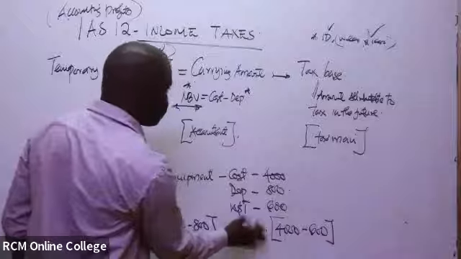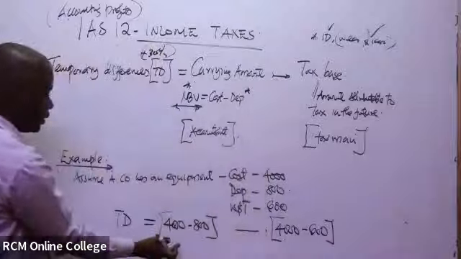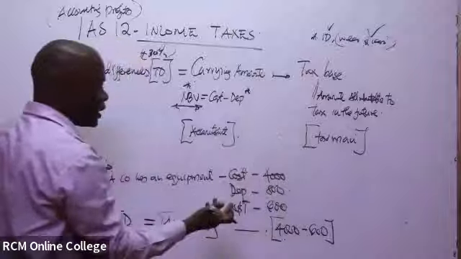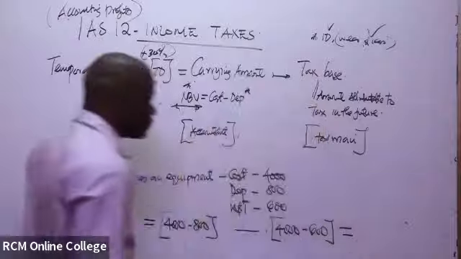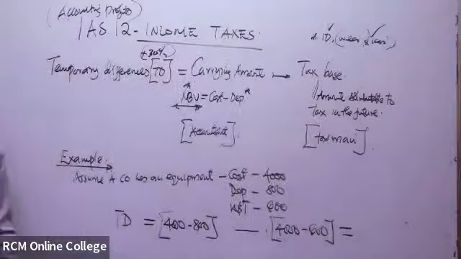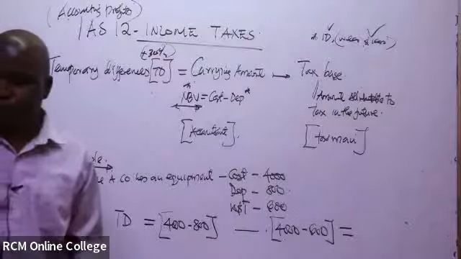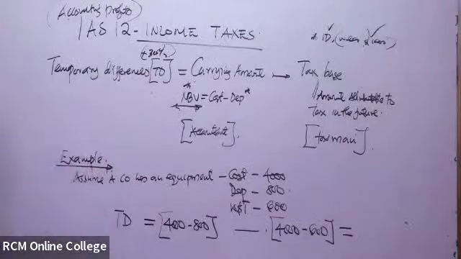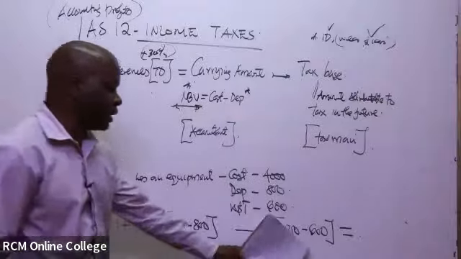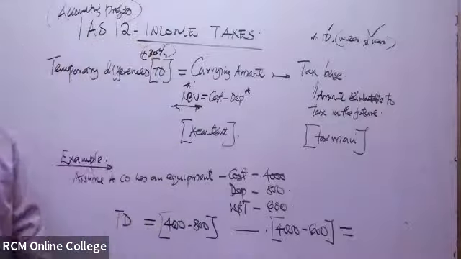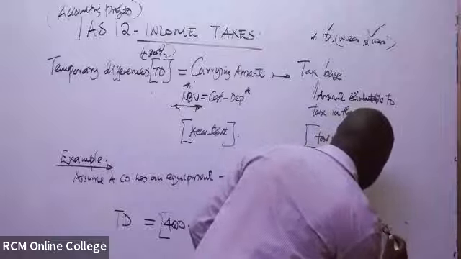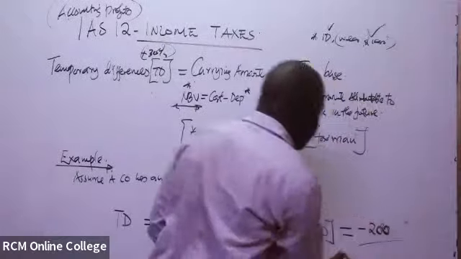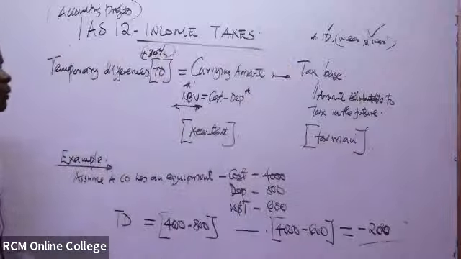If you compute the difference, what are you getting? The carrying amount is this one. Then the tax base, what the taxman considers, is the wear and tear, this one. So what will our temporary difference be? It is the figure you get here minus the figure you get here. What are you getting? A negative of 200. This becomes our temporary difference.